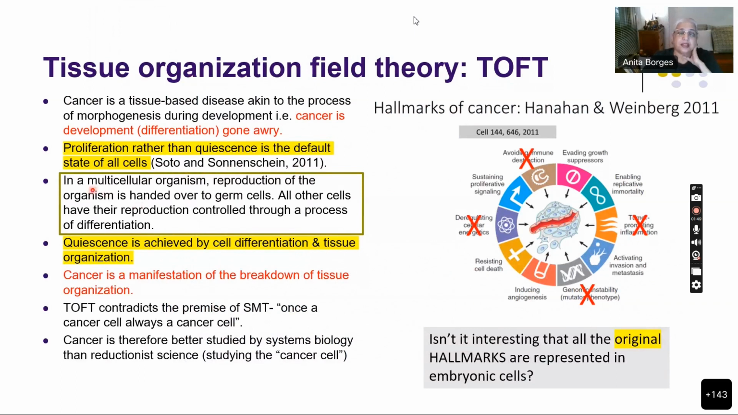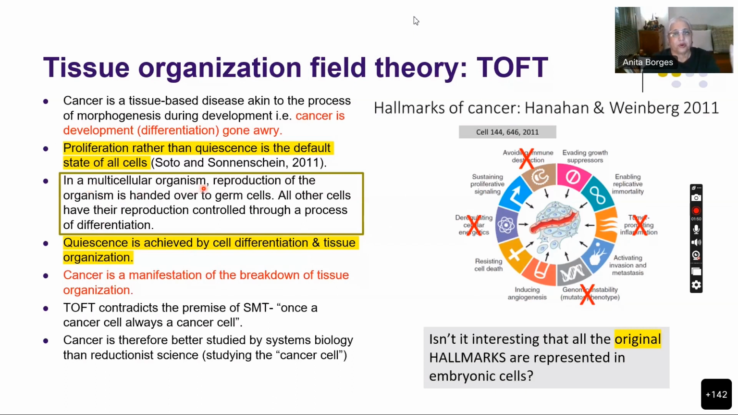You know what they say? That cells are kept quiescent. All our cells have the property to proliferate. But what is it that keeps them quiet? It is differentiation. So what they say is quiescence is achieved by cell differentiation and tissue organization. And that's what I tried to get you to understand when we were talking about the definition of cancer. All right? And listen to this.